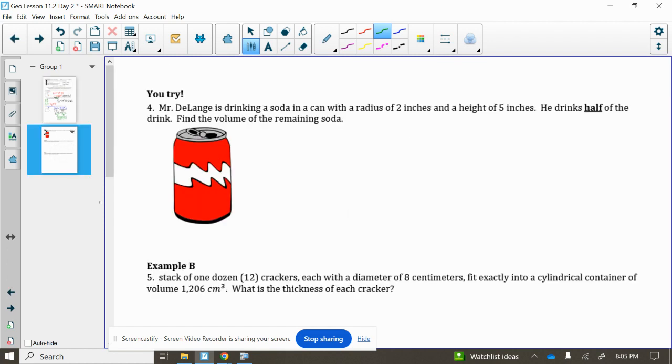All right, on the back, there is a question for you to try. It says, Mr. DeLange is drinking a soda in a can with a radius of 2 inches and a height of 5. If he only drinks half of the drink, what is the volume of the remaining soda?